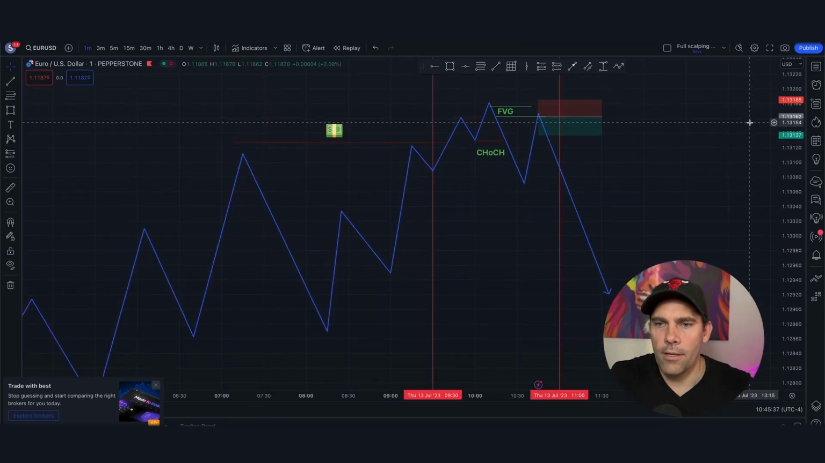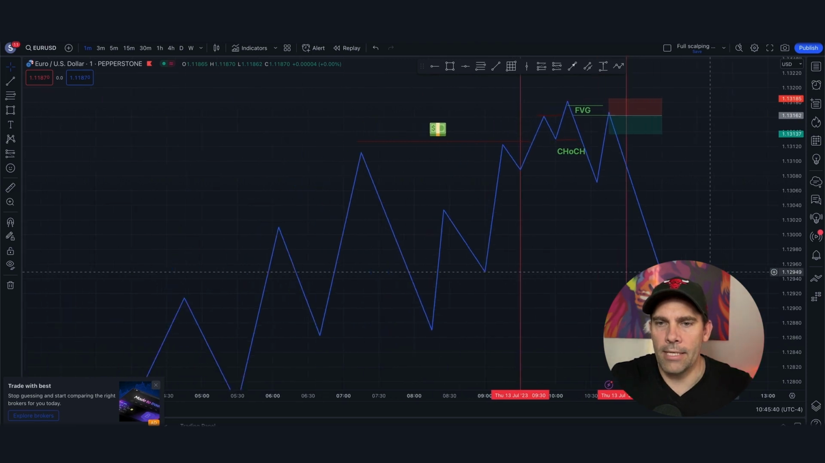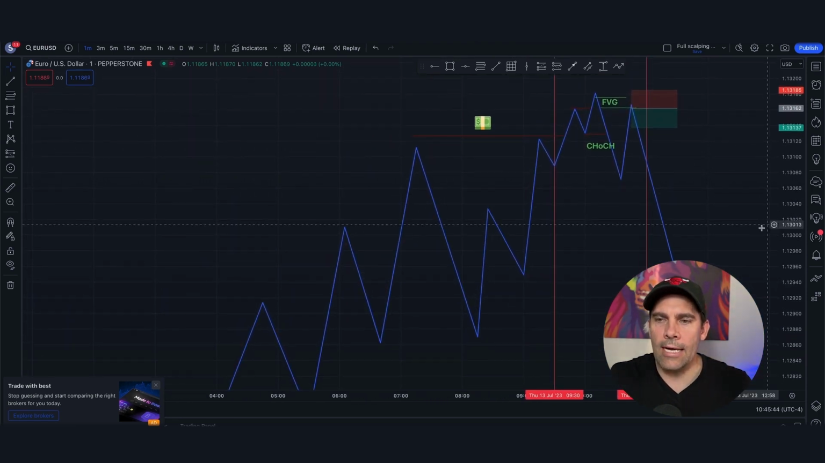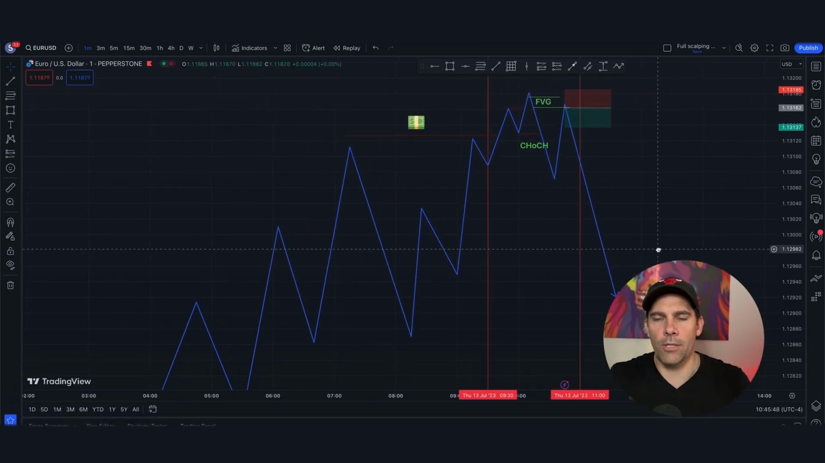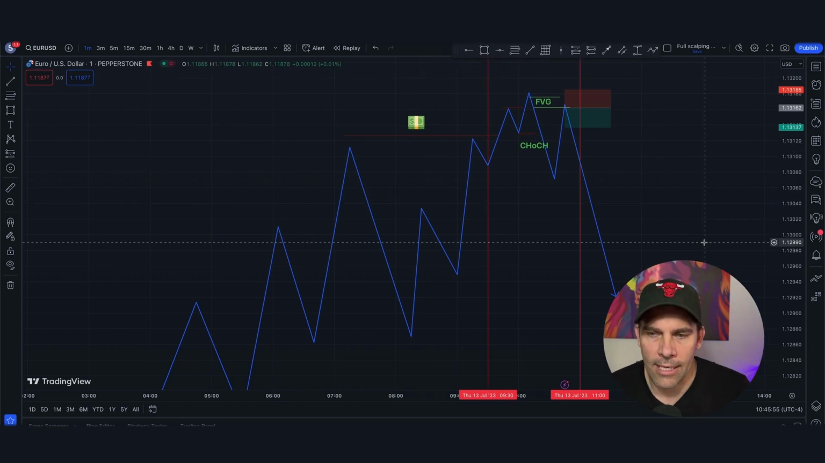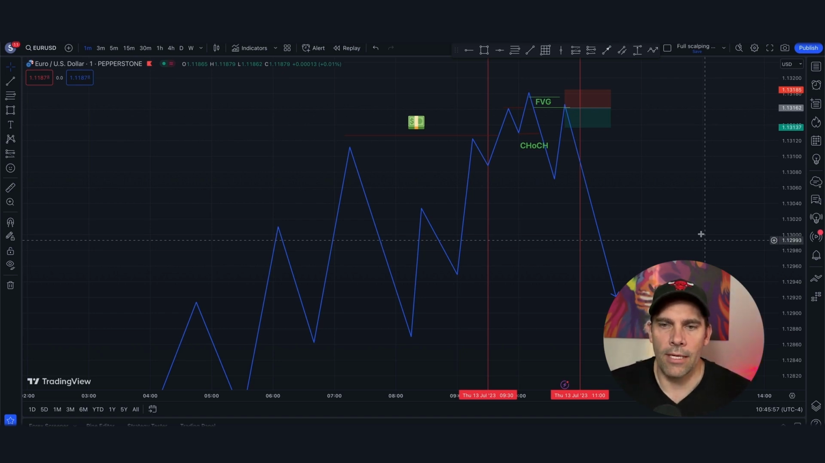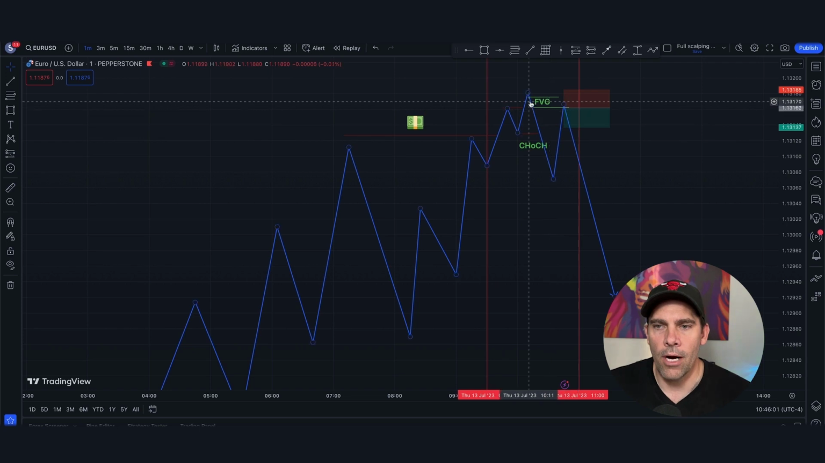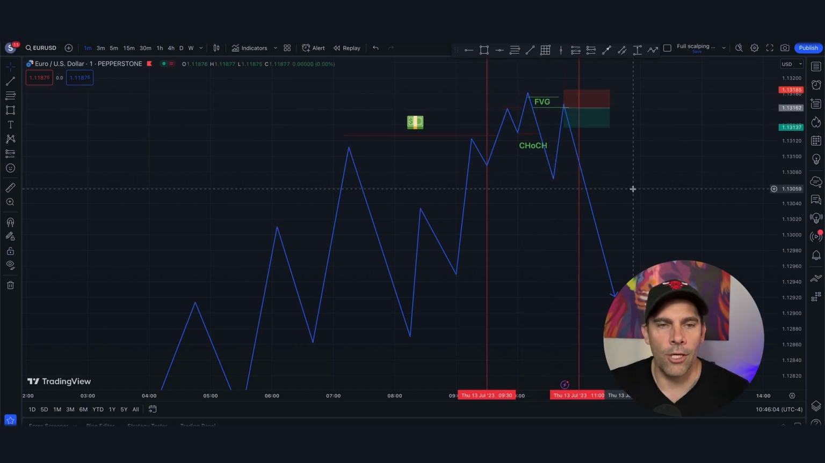So that is the basic little description or little drawing I did of my setup. If you guys want to take a screenshot of that, please do. Move that out the way for you guys. That's it, guys. As simple as that. You wait for that liquidity to be grabbed, you wait for a change of character, mark up a fair value gap, and then take your trade 1-to-1.